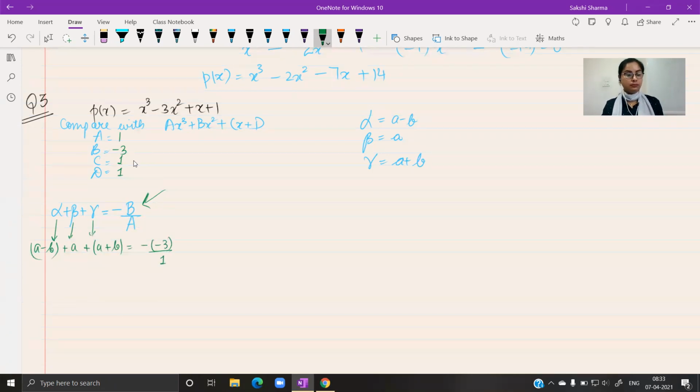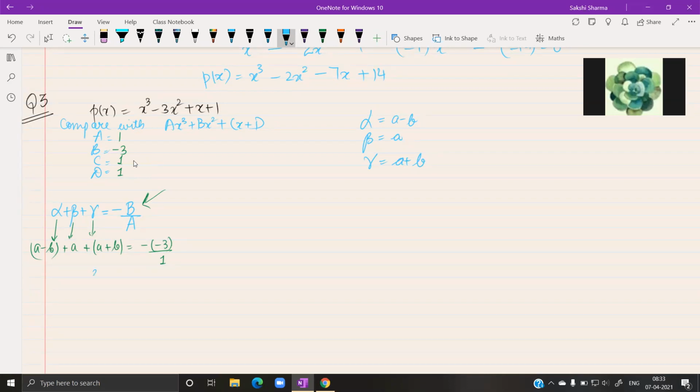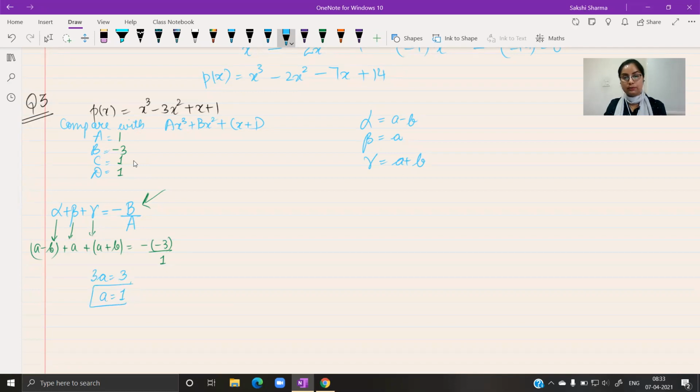Simplify. Tell me, what do you get? 3a equals 3. From here, the value of a is 1. Now you have two more relations to find out the value of b.